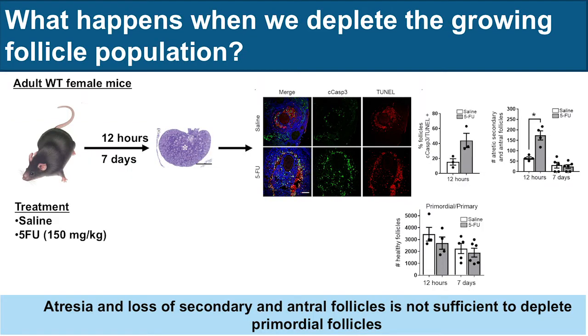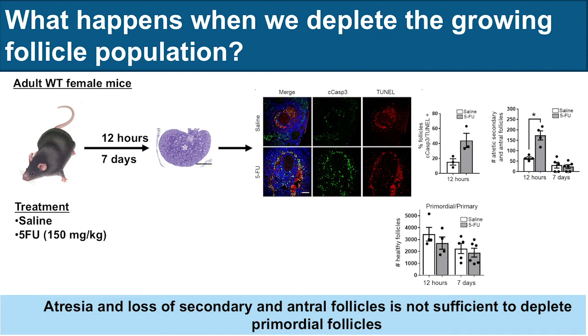And so we wanted to investigate the burnout theory a little more closely. So we asked a slightly different question. We asked what would happen if we specifically deplete the growing follicle population. And so we did another experiment using adult wild-type female mice, and these mice were treated with saline, or a chemotherapy agent known as 5-FU. So this is an anti-metabolite chemotherapy that will specifically induce apoptosis in proliferating cells, not in non-proliferative cells.